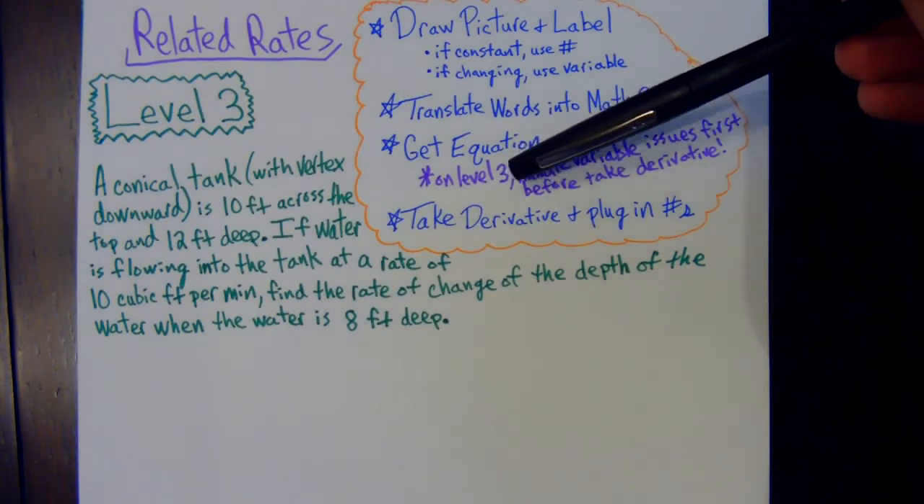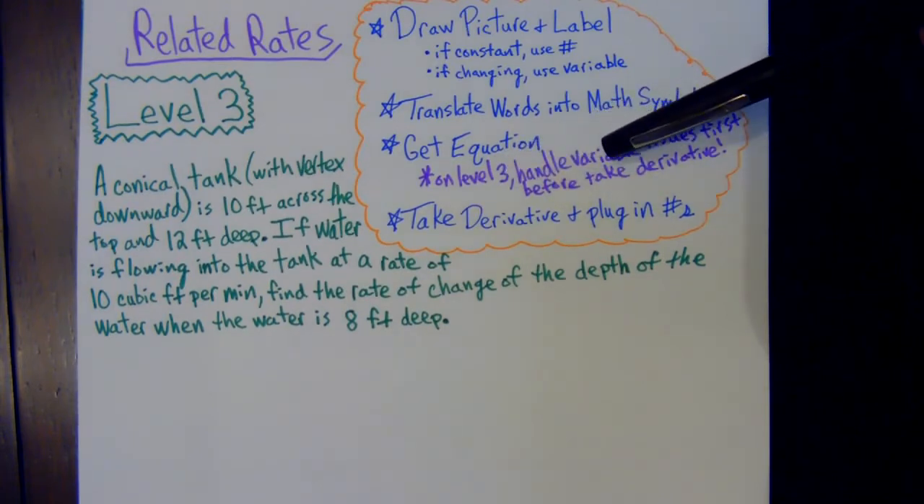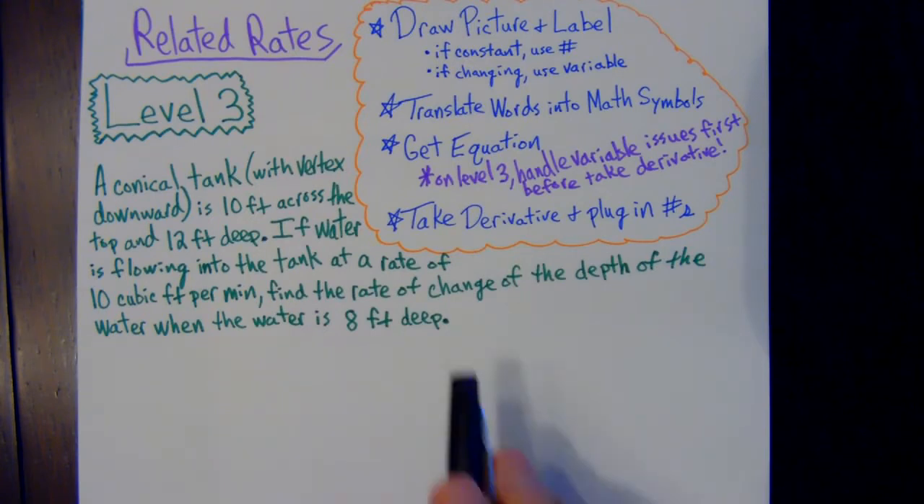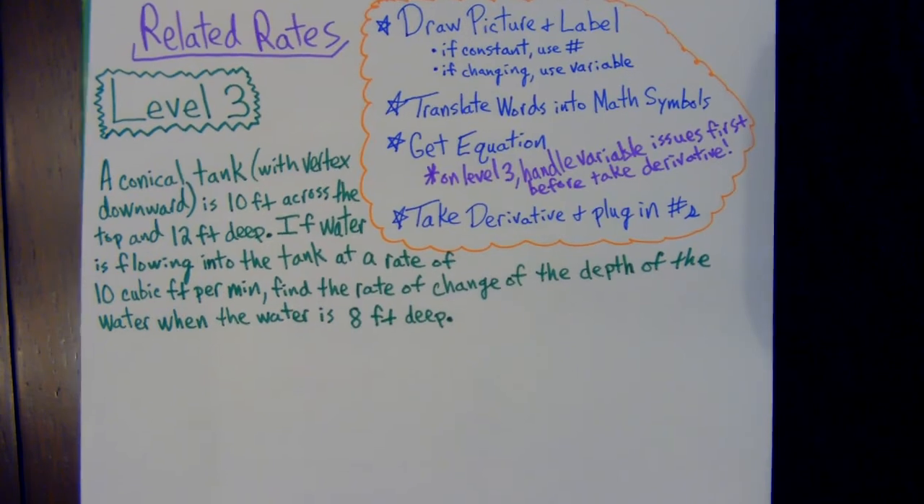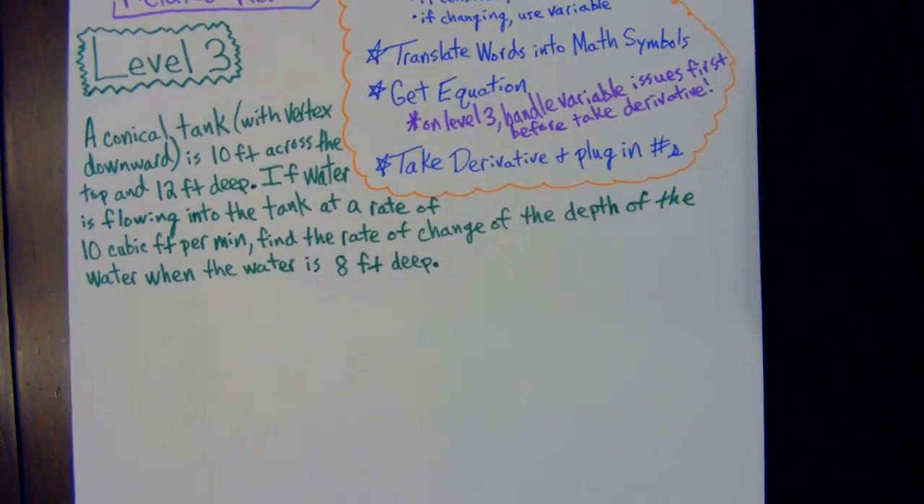If it's a level 3 problem and you have variable issues, you must handle those first before you take the derivative. And then once you take a derivative, then we can plug in some things there. And then we're going to take the derivative and plug in some numbers as normal. So, a very common level 3 problem right here.